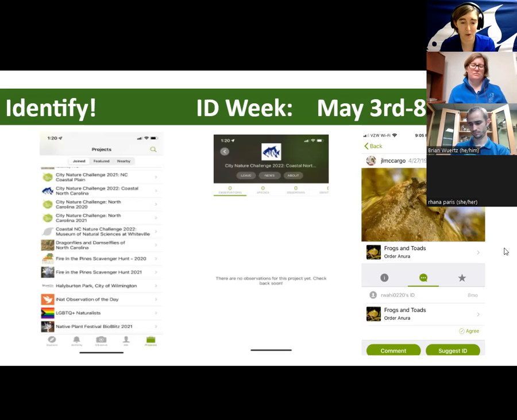towards our competitive totals. But if you do want to join the project so you can follow along with our progress and see what other people are finding more easily, the projects tab is accessible in the bottom right navigation bar of the app. And if you search, you can type in CityNature Challenge 2020 Coastal North Carolina and join the project so that you can see what other people are finding.